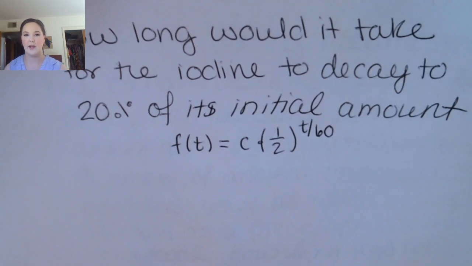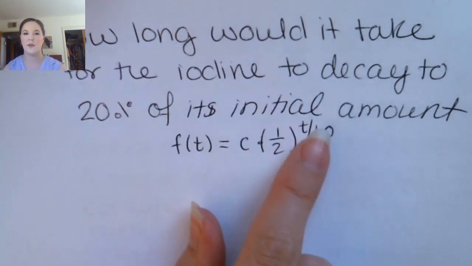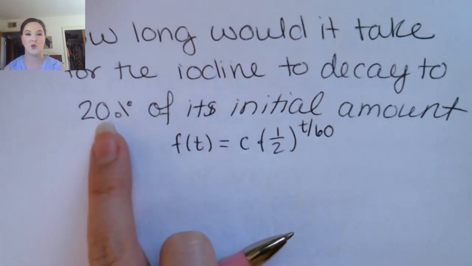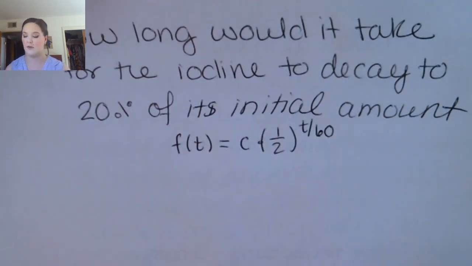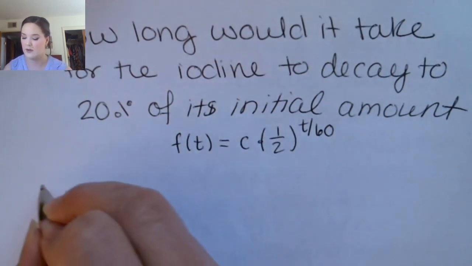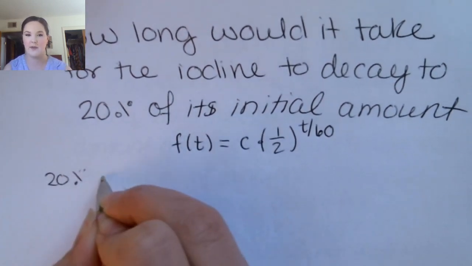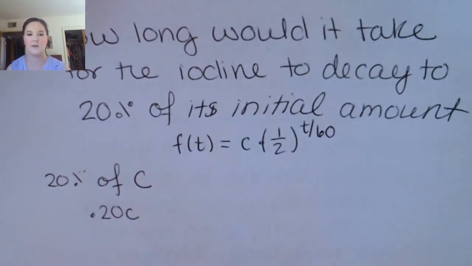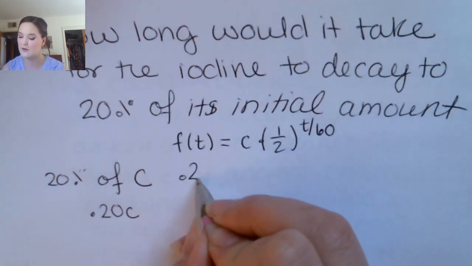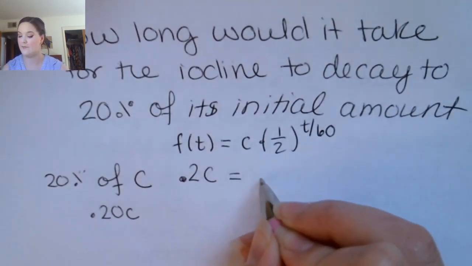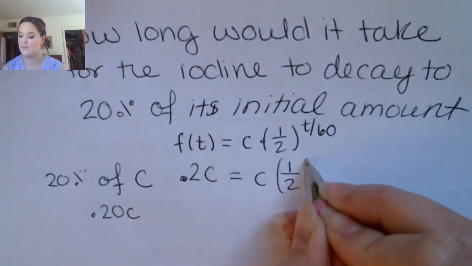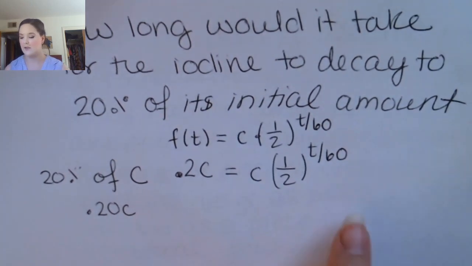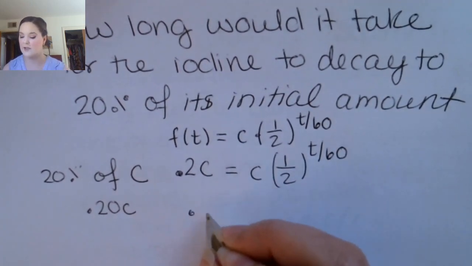Okay, and it's telling us how long, so that means T is going to be our variable. And all we know about the new amount is that it's 20% of the initial amount. So that's going to be 20% of C, right, which is going to be 0.20. Okay, so that's what I'm going to put here. Okay, I'm going to isolate the exponential part, so I'm going to divide both sides by C.